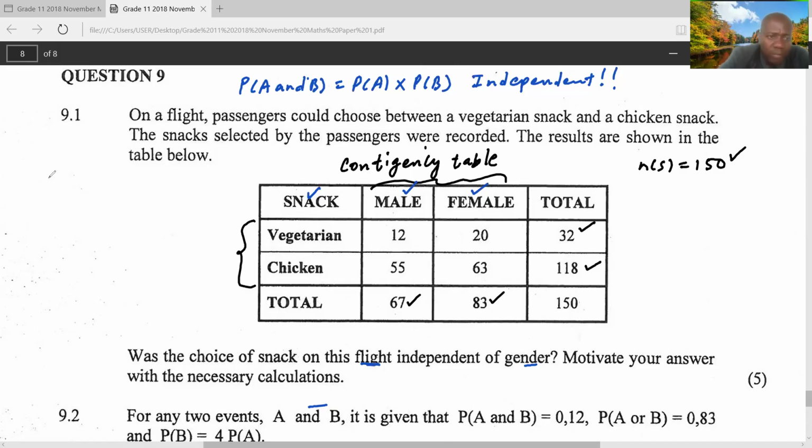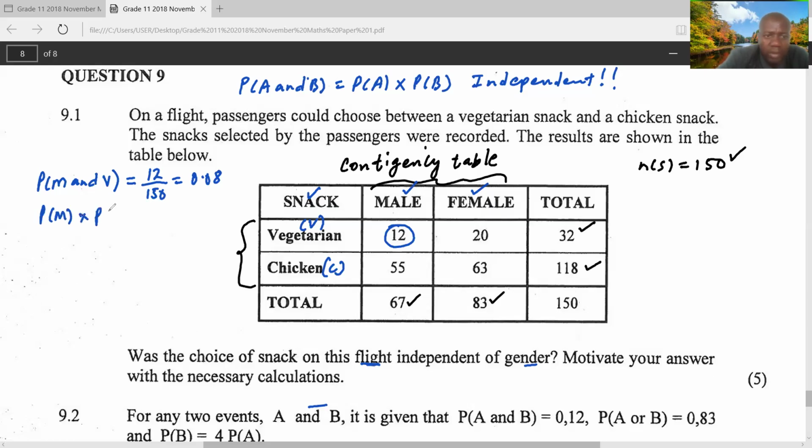So let's look at the probability of male. Let vegetarian be V and chicken be C. So we are comparing male and vegetarian. What is the probability of male and vegetarian? We only have 12 passengers who are male and at the same time vegetarian, so the probability is 12 out of 150. 12 divided by 150 gives us a probability of 0.08.